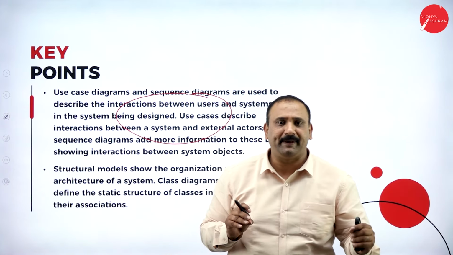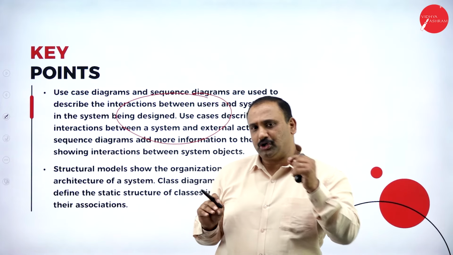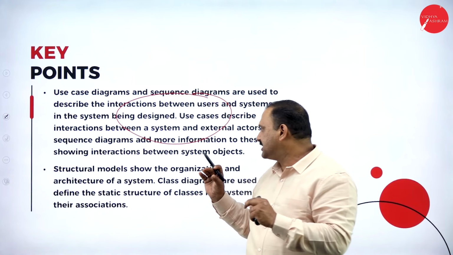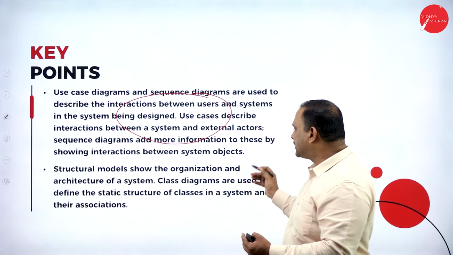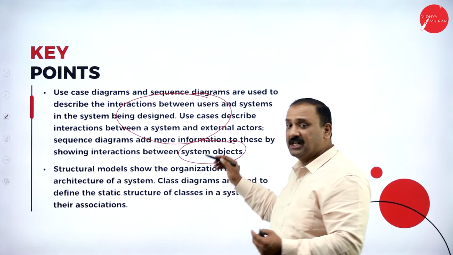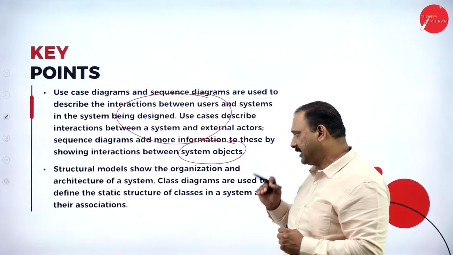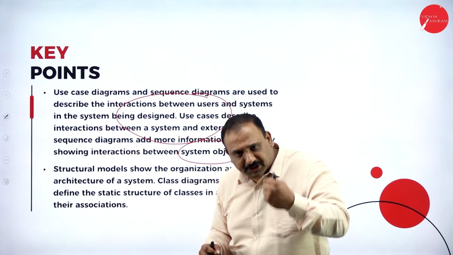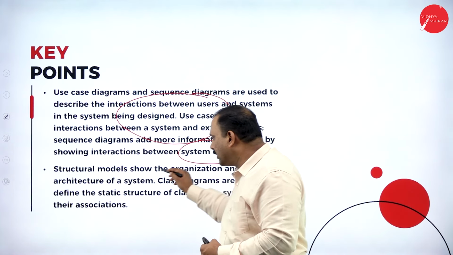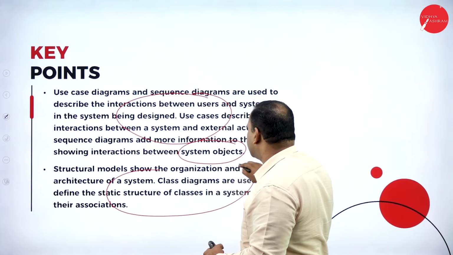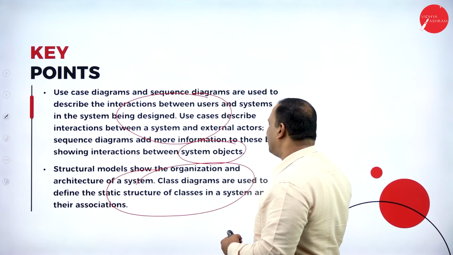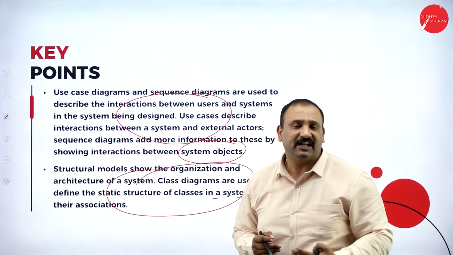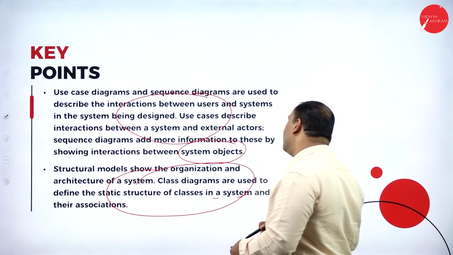So when I talk about a patient and the medical record, a doctor and his way of treatment, this can be easily shown using a use case diagram where we can show the interaction between the system objects. So that's why use case diagrams are important. Followed by which we have also spoken about the structural models, which show the organization and architecture of a system. Class diagrams are used to define the static structure of the classes in a system and their associations. So this is very, very important for all of us.